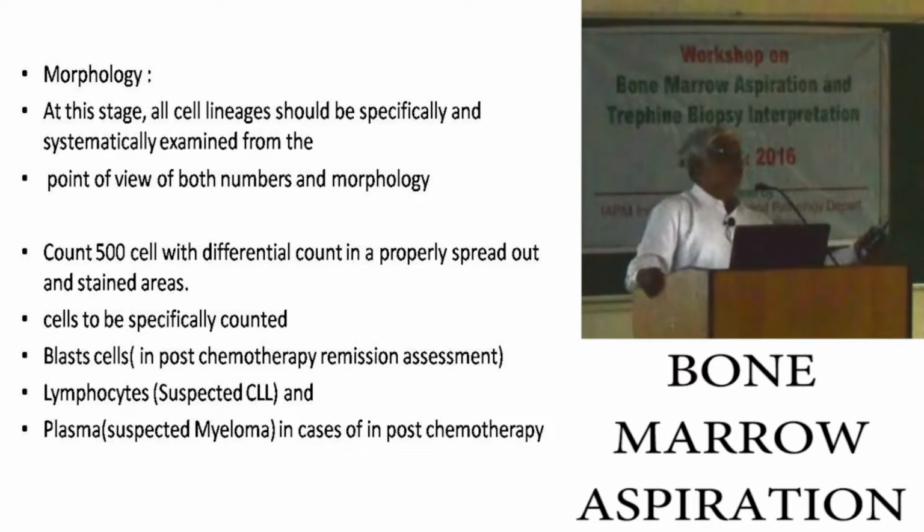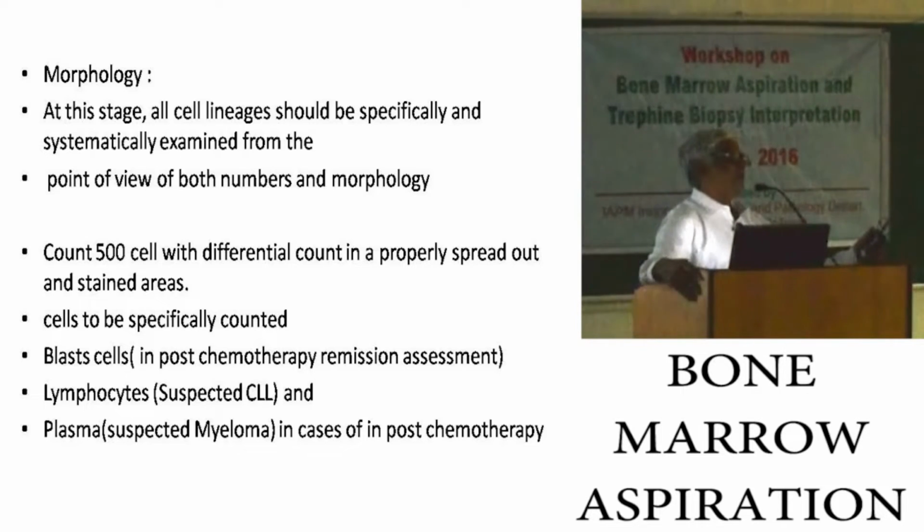Then coming to morphology. For morphology, select the best stained area, because some of the areas in any aspiration smear, whosoever be the technician who has stained it, some will be more stained or hyper stained, some will be under stained and some will be properly stained. So select the properly stained area and you have to count at least 500 cells.